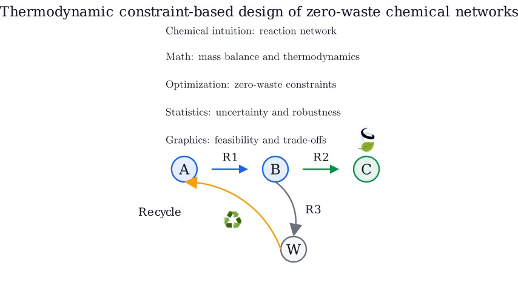Consider a simple network where feedstock A is converted to B, then to our desired product C. Sometimes, an undesired byproduct W appears. In a zero-waste design, we loop byproduct W back into the network so it is consumed or upgraded rather than discarded. We will visualize species as circles and reactions as arrows.